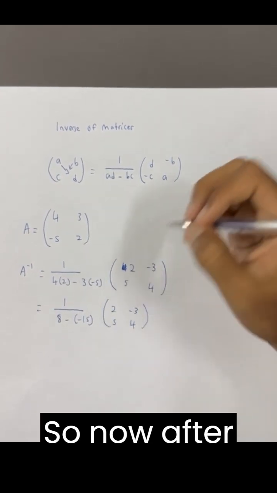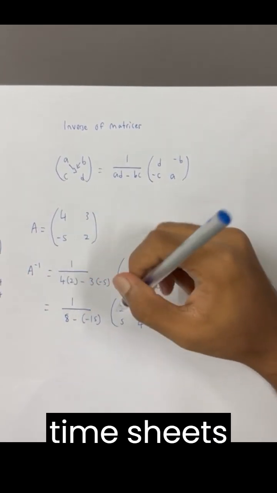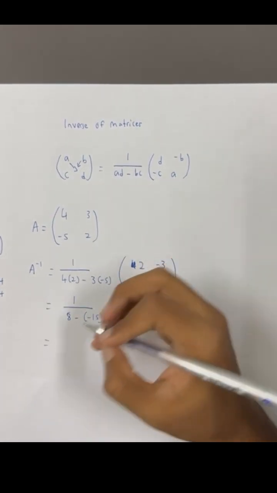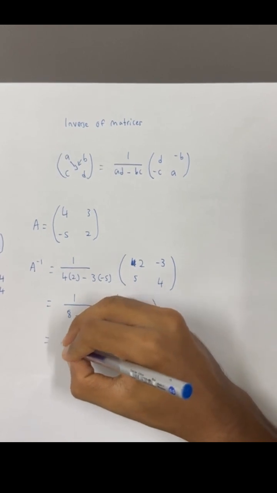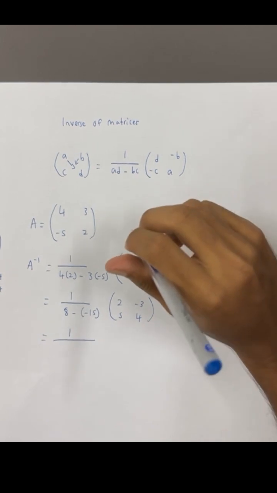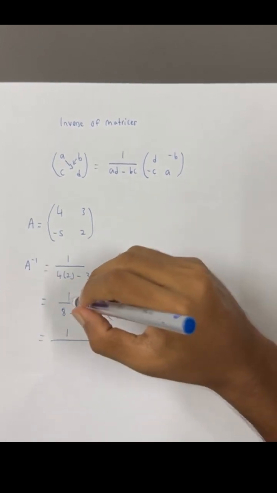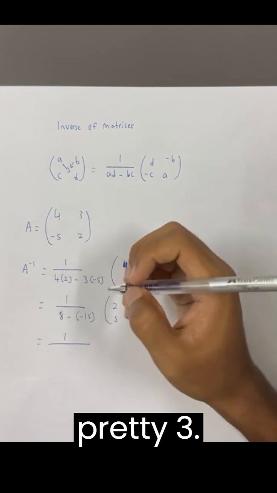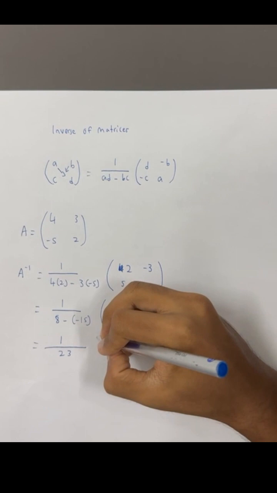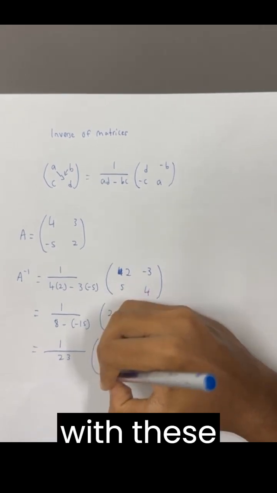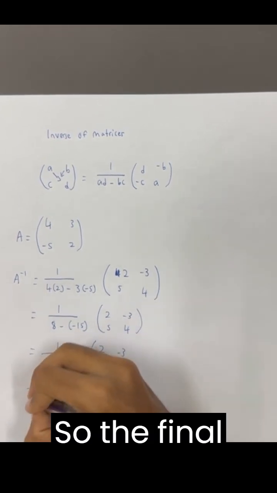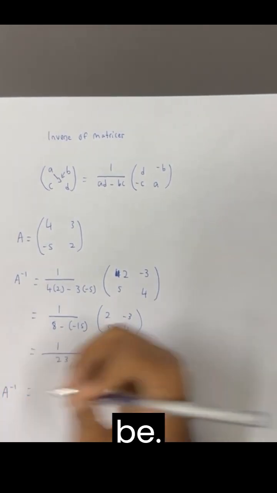So now, after we get this value, 8 minus negative 15, which basically gives 8 plus 15, so what we get is 23. Then we have to multiply with this matrix we got here.